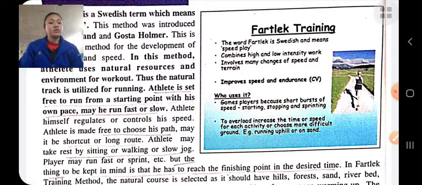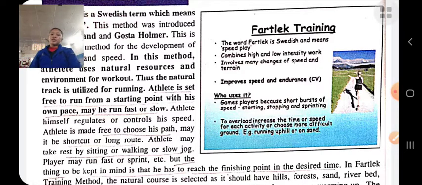He may run fast, slow, etc. The athlete himself regulates or controls his speed. He is free to choose his speed. He may run, walk, slow jog, etc. He is free. The thing to be kept in mind is that he has to reach the finishing point in a desired time.